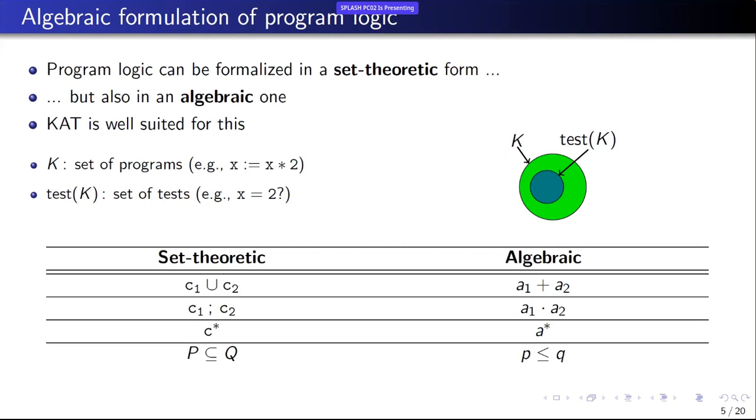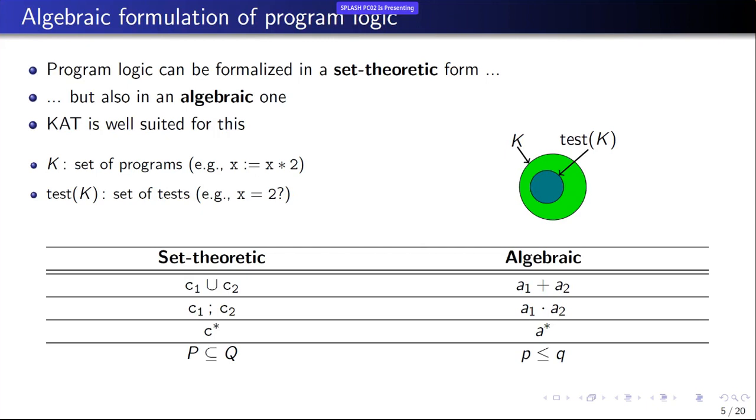A KAT is a set of elements, more generally, that we interpret as programs. We have three main operations on a KAT: the plus, which is interpreted as the non-deterministic choice between two programs, the product, which is the sequential composition, and the star, which is the iteration of a program.